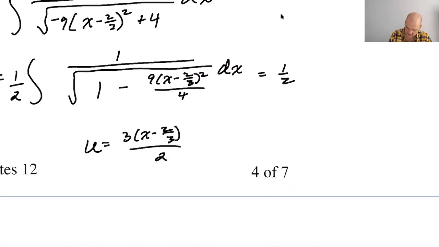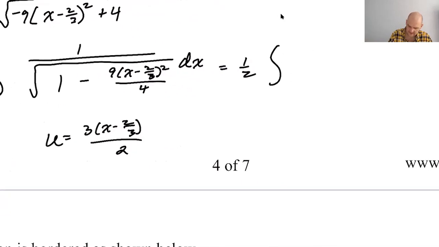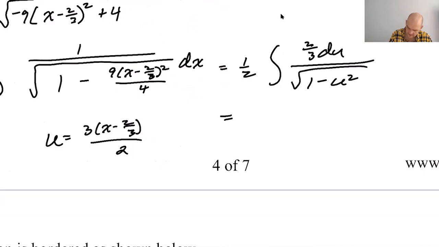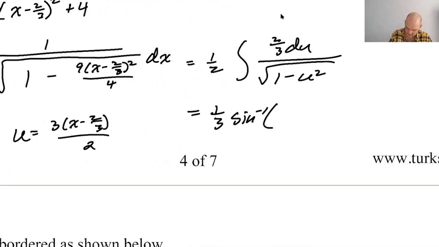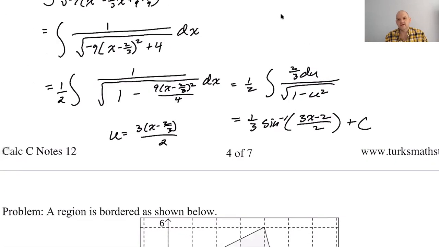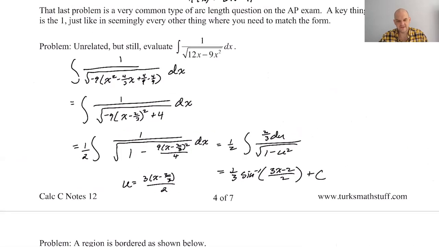I'm going to actually do the substitution. When you're not feeling it, you do the substitution, right? So 2/3 du over the square root of 1 minus u squared is 1/3 arcsine of u, which is, I'm going to distribute, 3x minus 2 over 2, plus c. Let's check that one. I think it's right, but who knows?